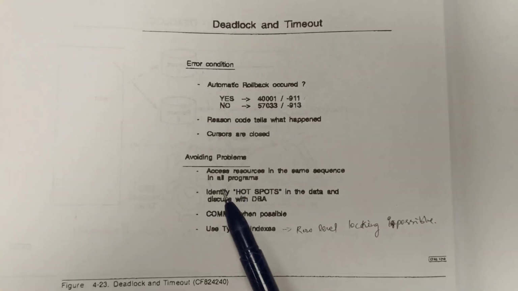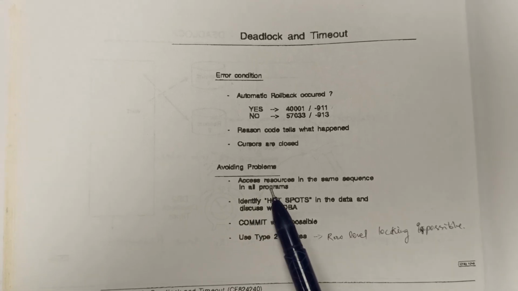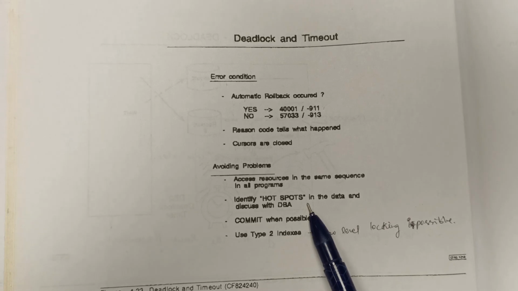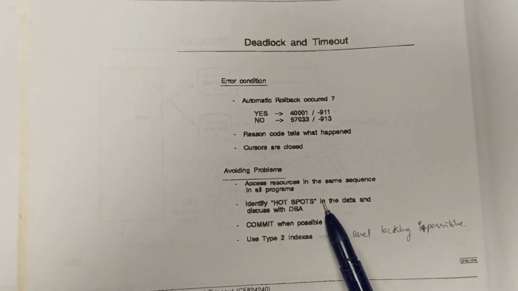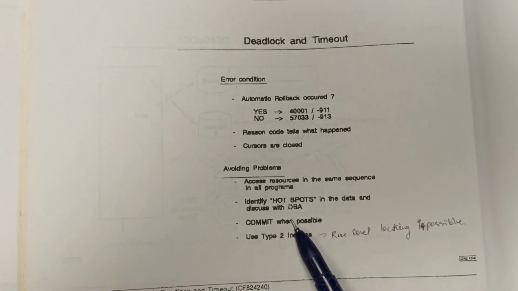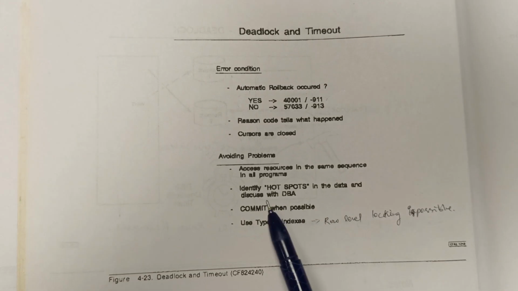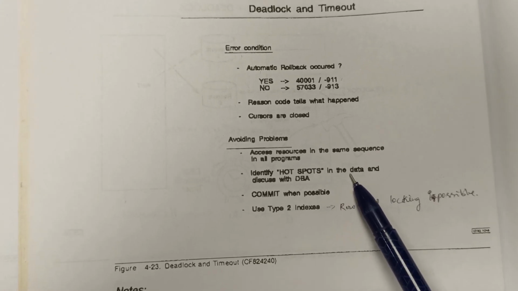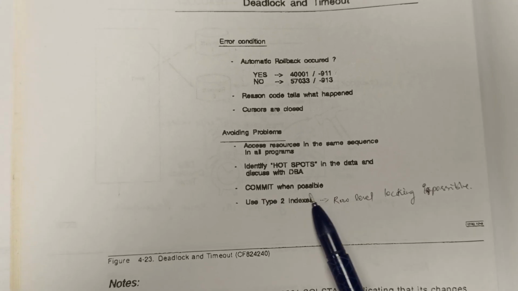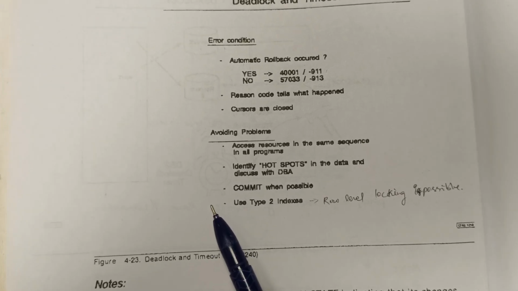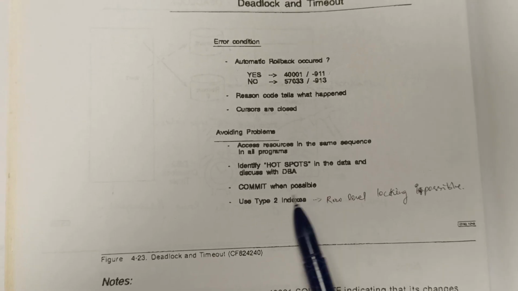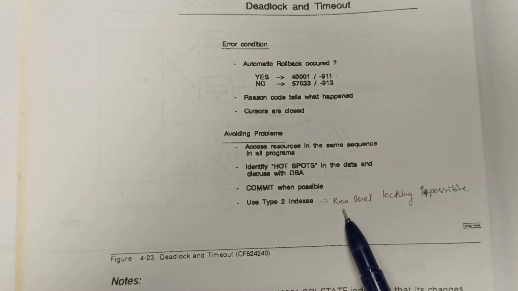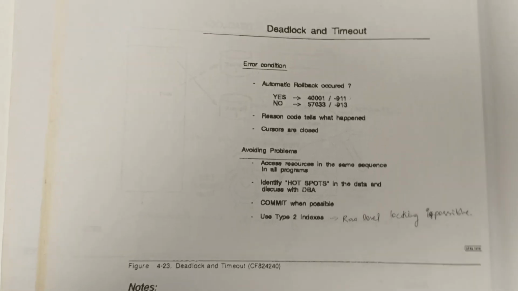Now, how to avoid deadlock and timeout. Sometimes they ask how to avoid or handle deadlock conditions. Access the resources in the same sequence in all programs. You need to identify the hotspots in the data and discuss with the db2 team what you can do for performance improvement. Use commit whenever possible; most of the time whenever you are accessing the table, use commit statements. Use type 2 indexes, where row level locking is possible.